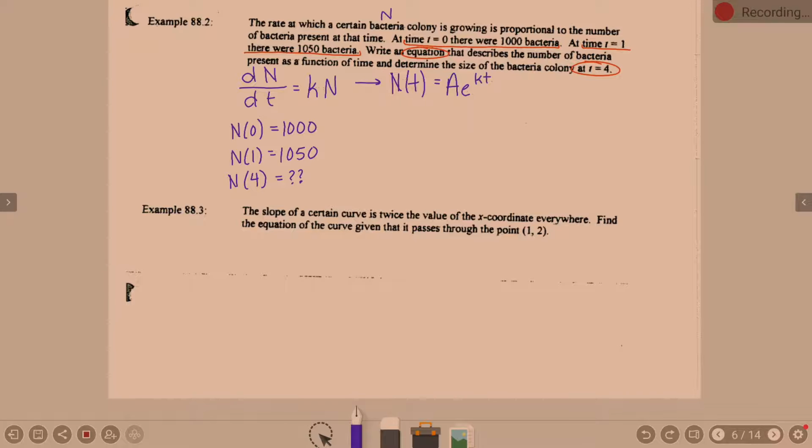That's the other thing we need to talk about. We need A. A is the original, so in this case, A is 1,000.